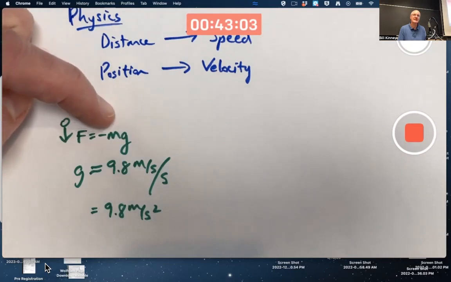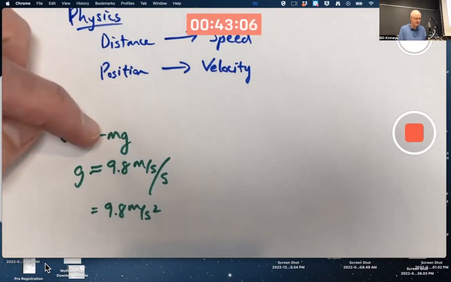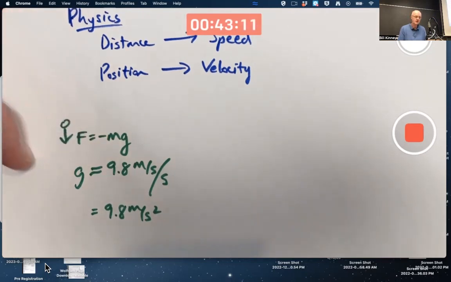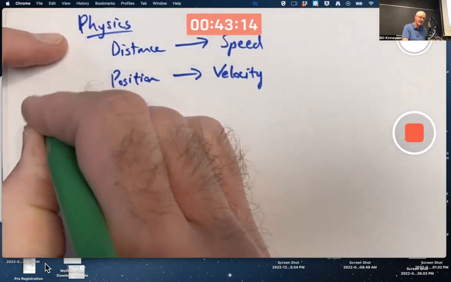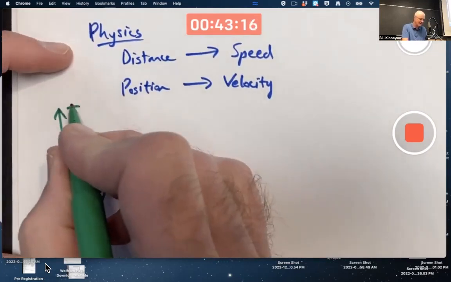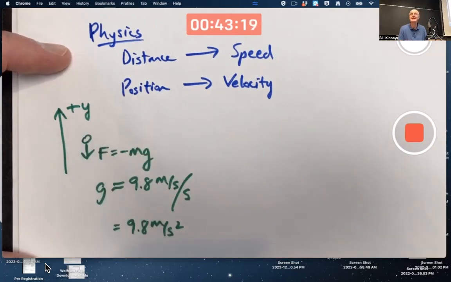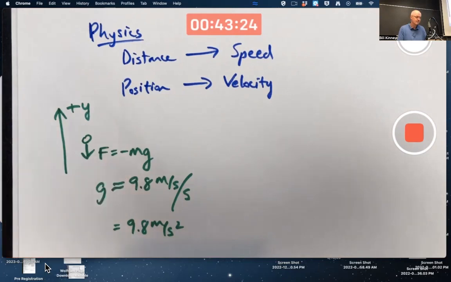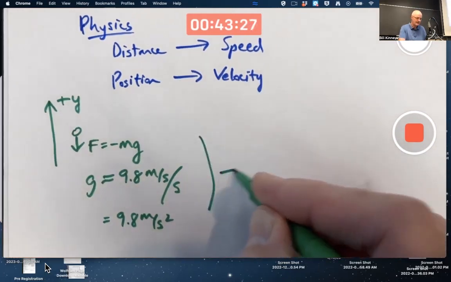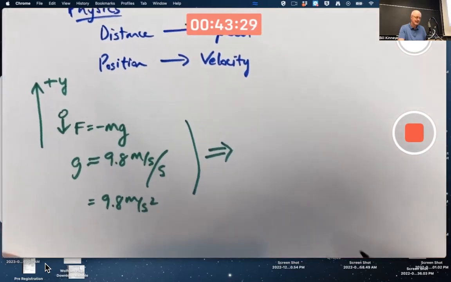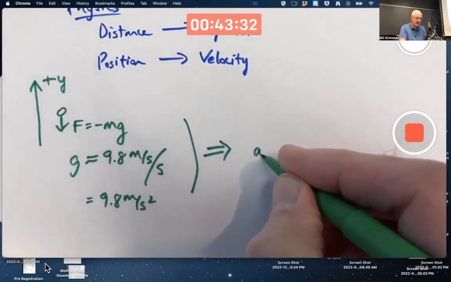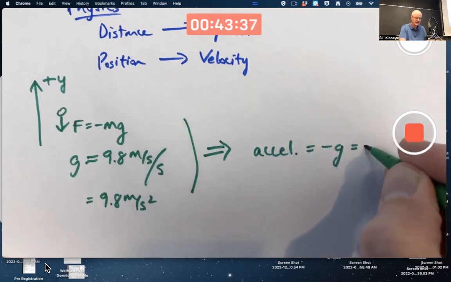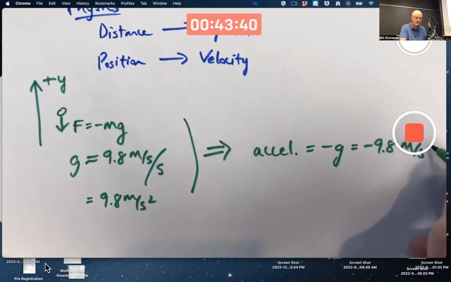Multiply it by the mass, you get the force due to gravity, or its magnitude without the minus sign. The minus sign keeps track of the fact that the force is downward. If we have an axis pointing upward, say a positive y-axis, then the force points in the negative direction. That's why we have a negative sign right there. All this ends up implying that your acceleration is in fact negative g, negative 9.8 meters per second squared.